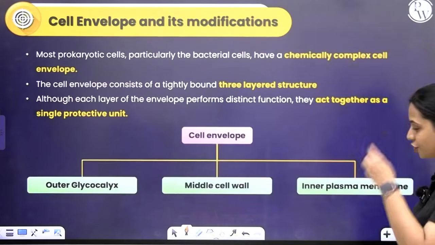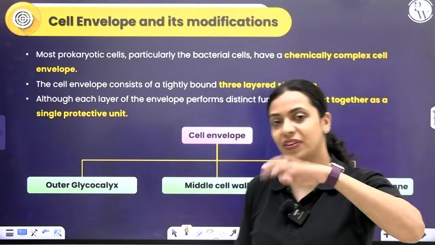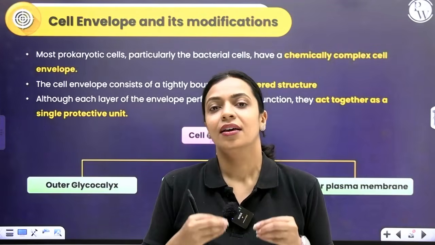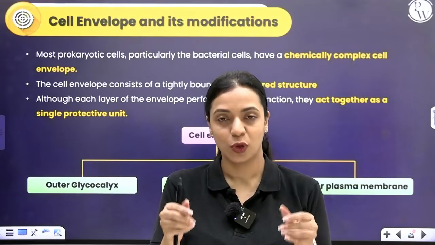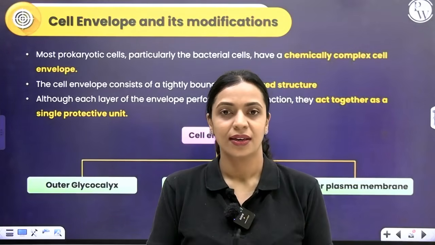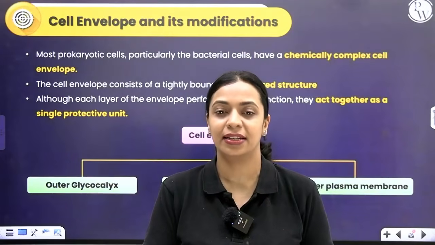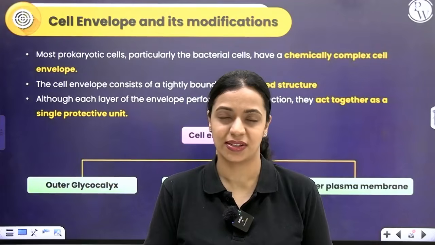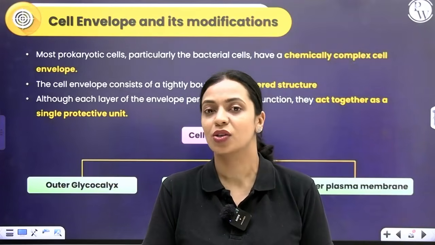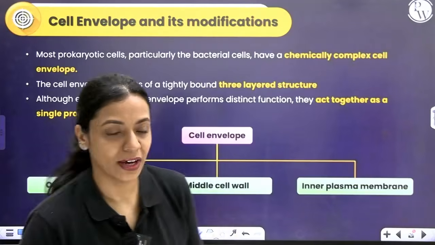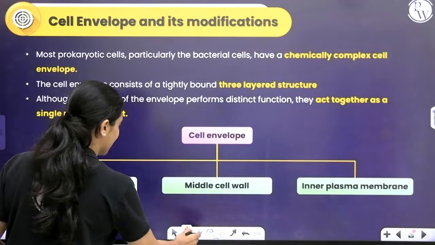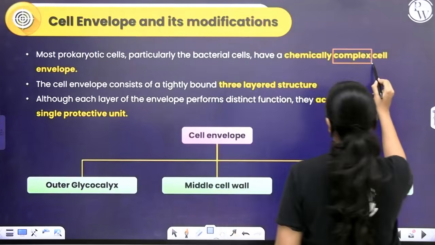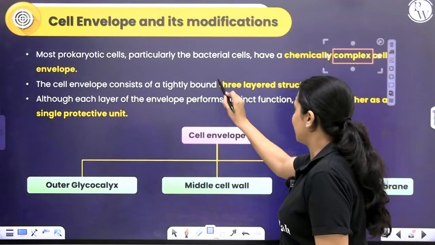Talking about the structure of bacterial cells. Whenever we study the structure of anything, we always start from the outside and move towards the inside. The outer covering of the bacterial cell is called the cell envelope. It has 3 distinct layers and it has certain modifications as well, certain appendages that arise as well. So, we will talk about it. First, they have a complex cell envelope. It is a 3-layered structure.